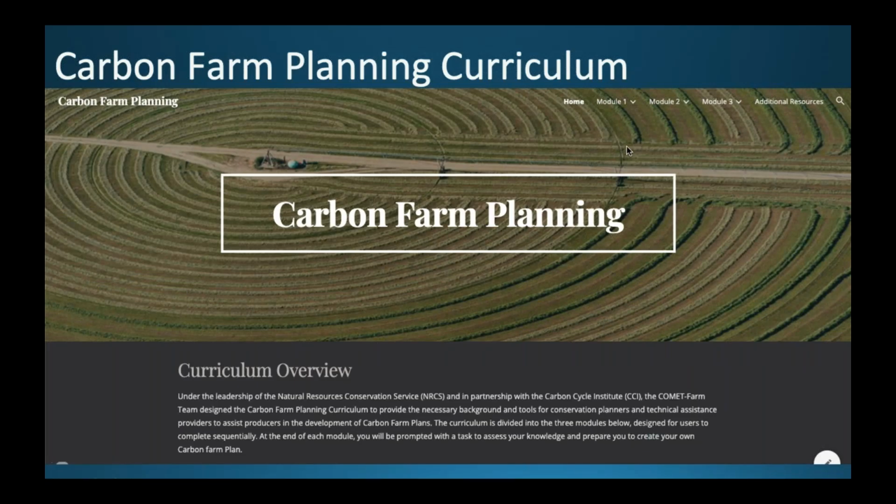A project, as soon as I came onto the COMET Farm team this summer, was working to create a carbon farm planning curriculum in partnership with Carbon Cycle Institute in Southern California, who were pioneers in creating the framework for carbon farm planning. Our goal, under the leadership of NRCS, was to work with CCI to create this curriculum to provide necessary background, tutorials on tools, and basic assistance for conservation planners and technical assistance providers to help them and producers create these carbon farm plans.